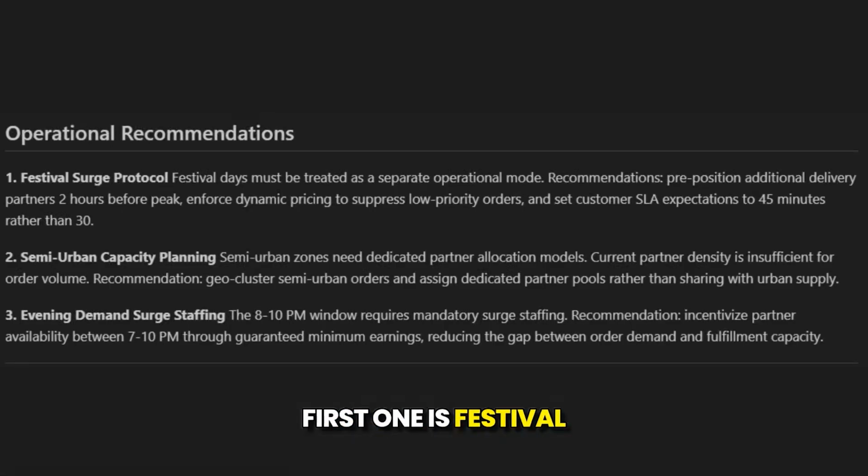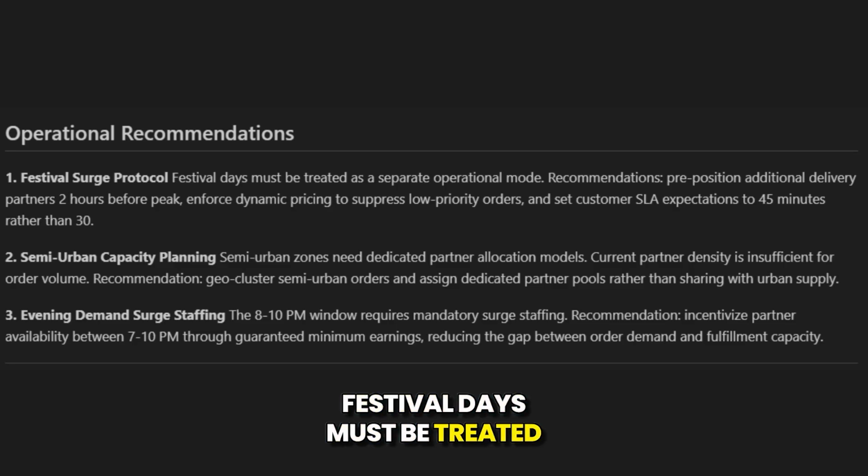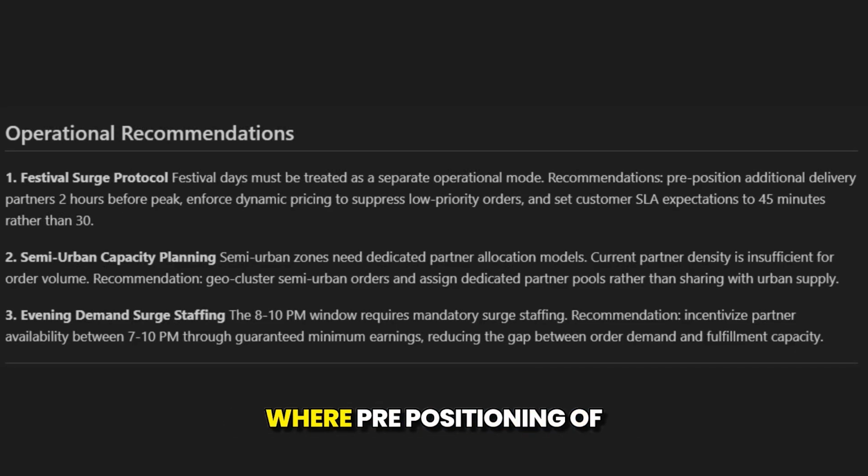First one is festival surge protocol. Festival days must be treated as a separate operational mode, with pre-positioning of additional delivery partners 2 hours before peak, enforcing dynamic pricing to suppress low priority orders, and setting the customer SLA expectations to 45 minutes rather than 30 minutes.